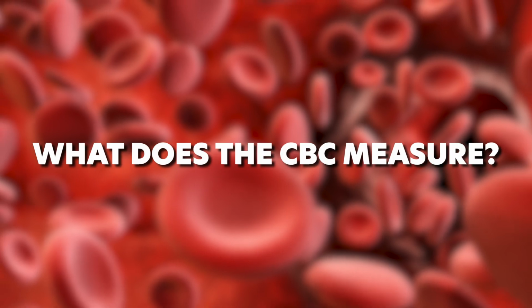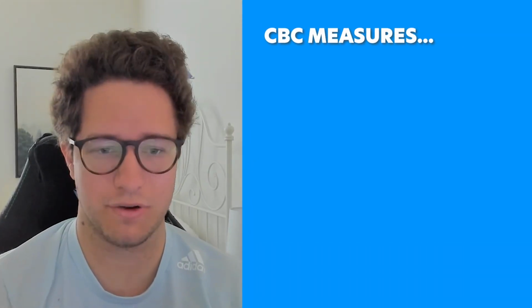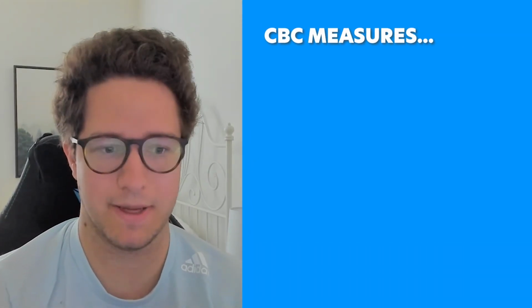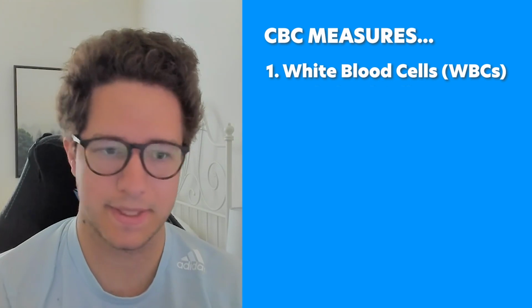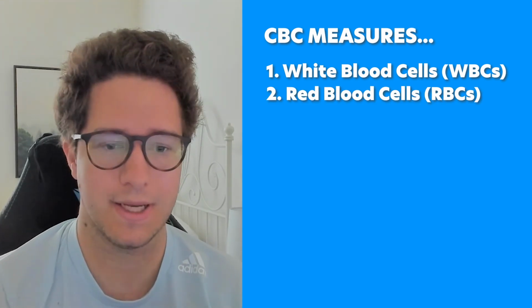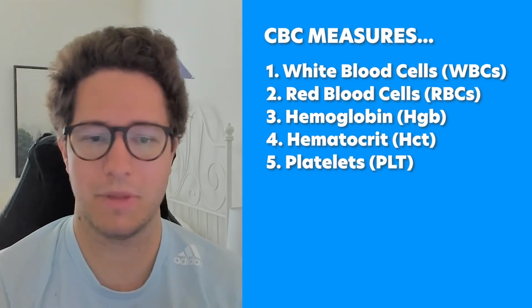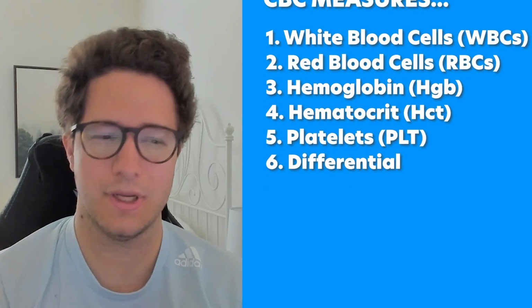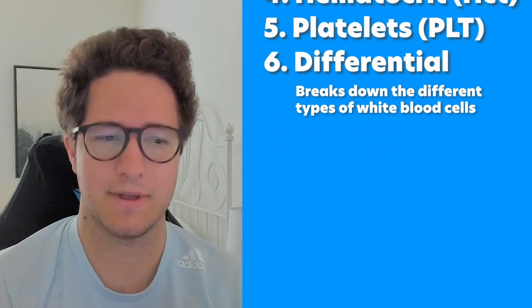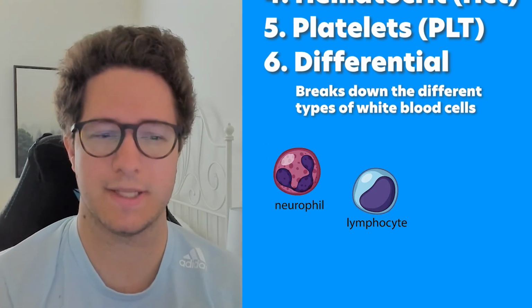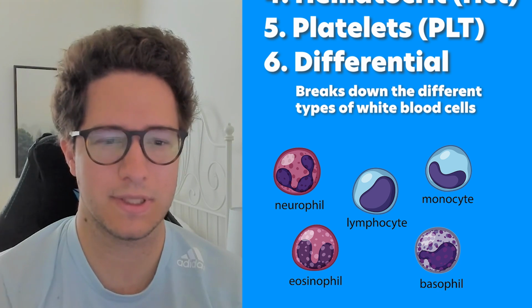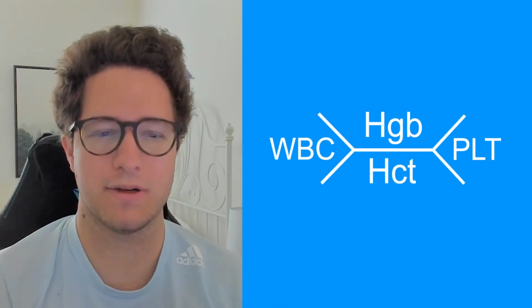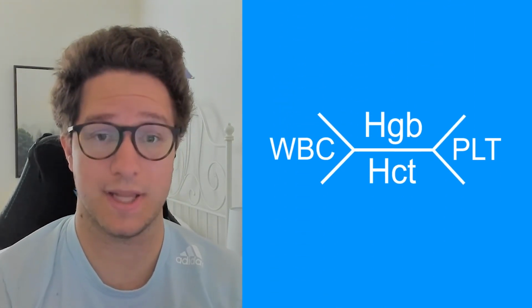What does the CBC measure? The CBC with differential measures 6 different aspects typically. White blood cells or WBCs, red blood cells or RBCs, hemoglobin, hematocrit, platelets, and then the differential. This is breaking down the different types of white blood cells like neutrophils, lymphocytes, monocytes, eosinophils, and basophils. During rounds, you might write your CBC values on your notes just like this.